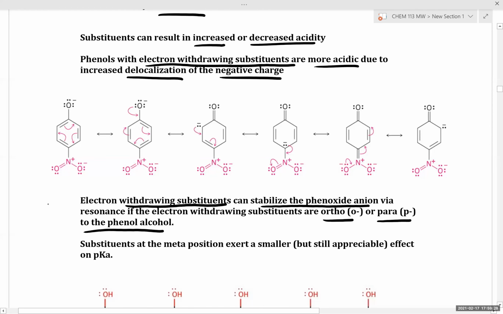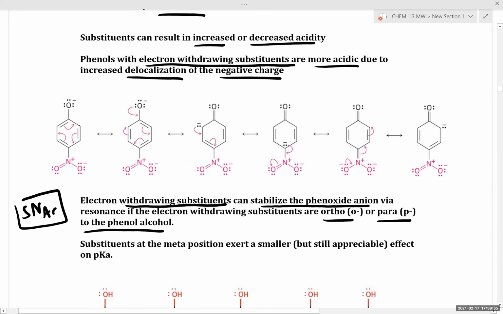I'd like you to recall that a similar trend of activation is observed in nucleophilic aromatic substitution, where electron withdrawing groups at the ortho and para position activate our alkyl halide. It's the exact same principle.